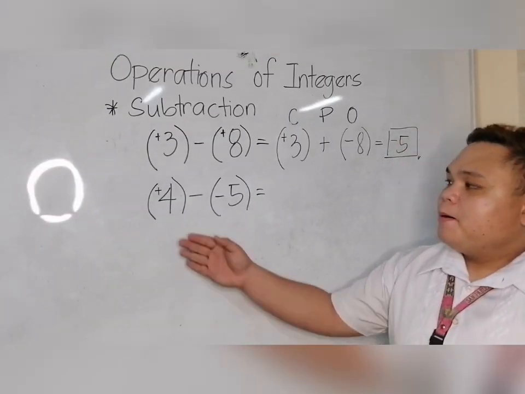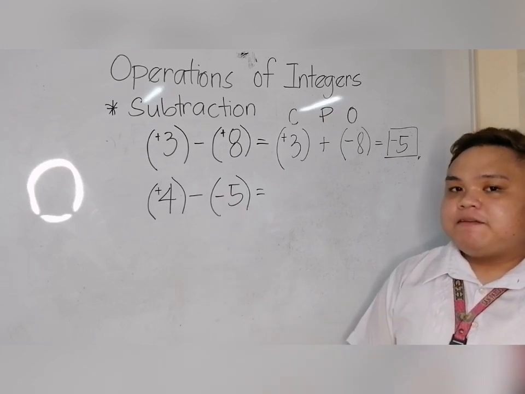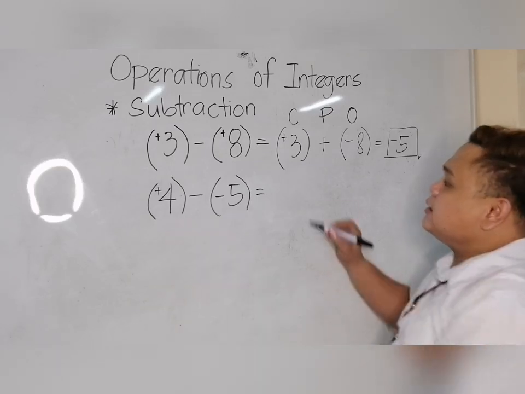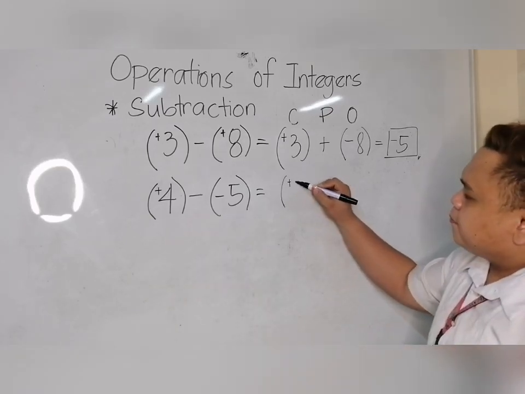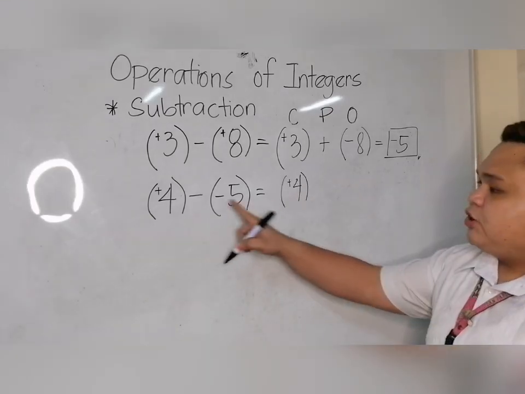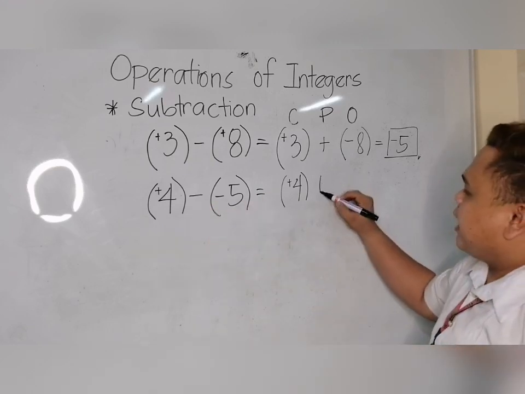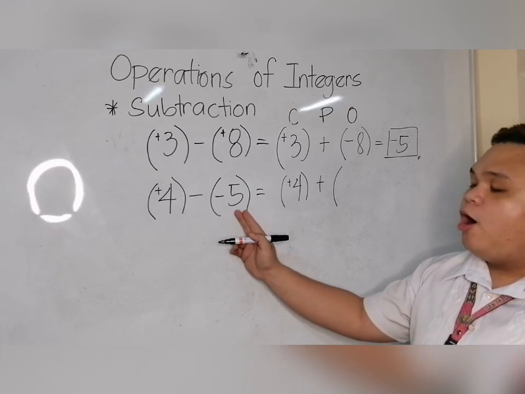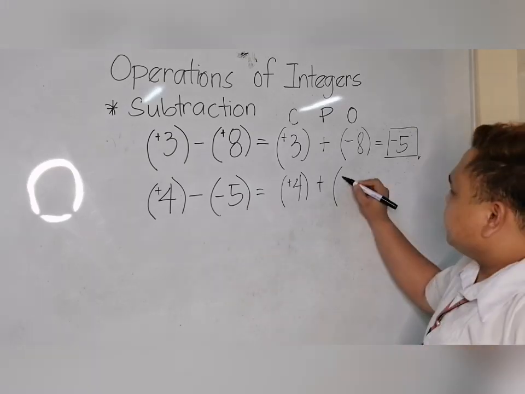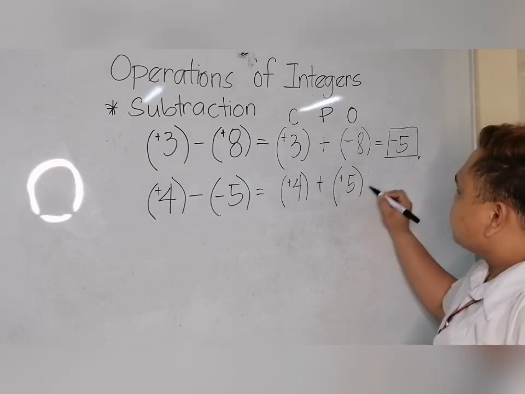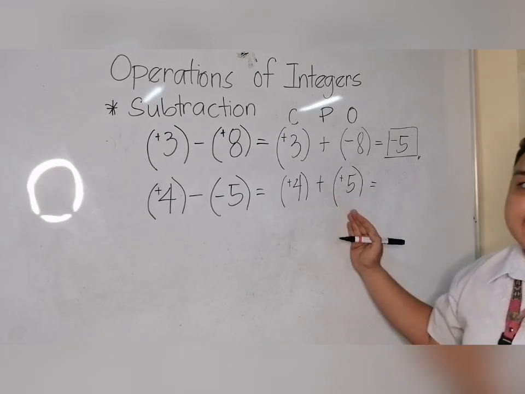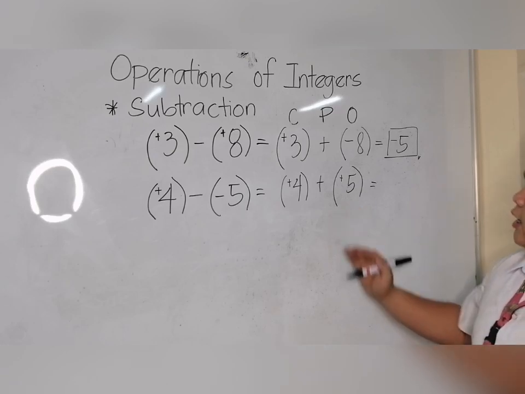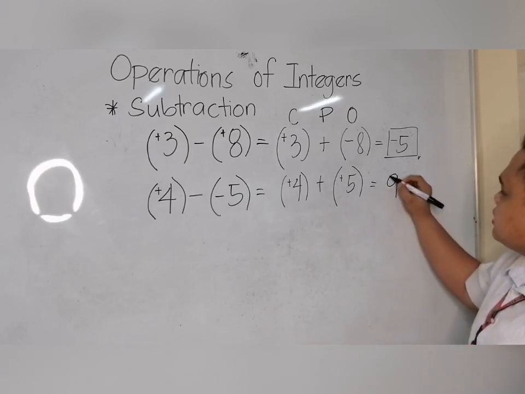Now let's have positive 4 minus -5. Again, following the CPO, we are going to copy first positive 4. Next, we will change the minus sign to plus sign. After that, we're going to get the opposite of -5, which is positive 5. And since they have the same sign, all we need to do is to add the numbers and then copy their sign. In this case, your answer will be positive 9.